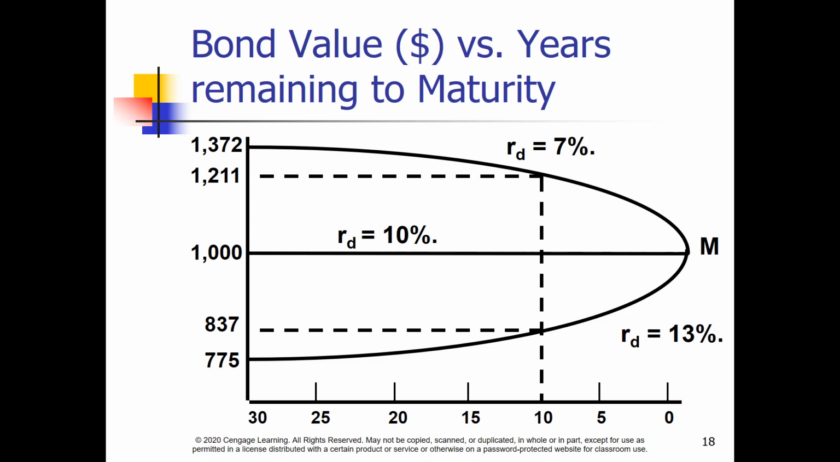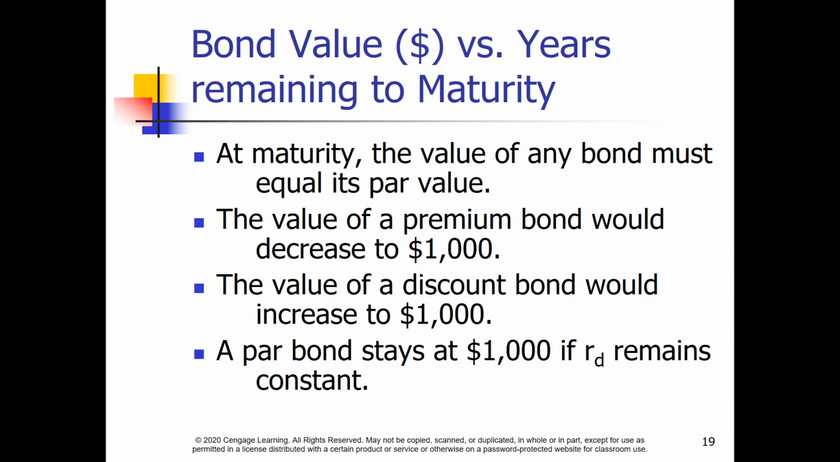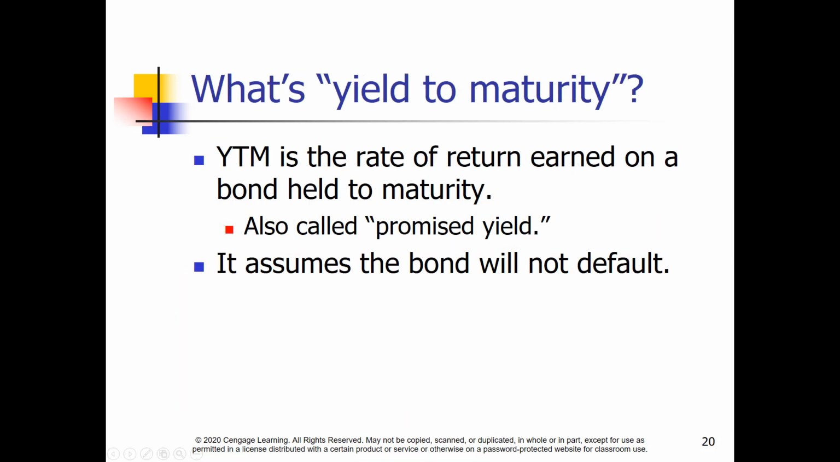As a bond approaches maturity, its price converges to its face value, whether from a position above par or below. This graph makes it appear to be a smooth move toward face value, but in truth, over the life of a bond, it may sell at a premium one year and a discount another, but it's always moving toward its face value. At maturity, the value of any bond must equal its par value. The value of a premium bond would decrease to $1,000, a discount bond would increase, and the par bond would simply remain constant.